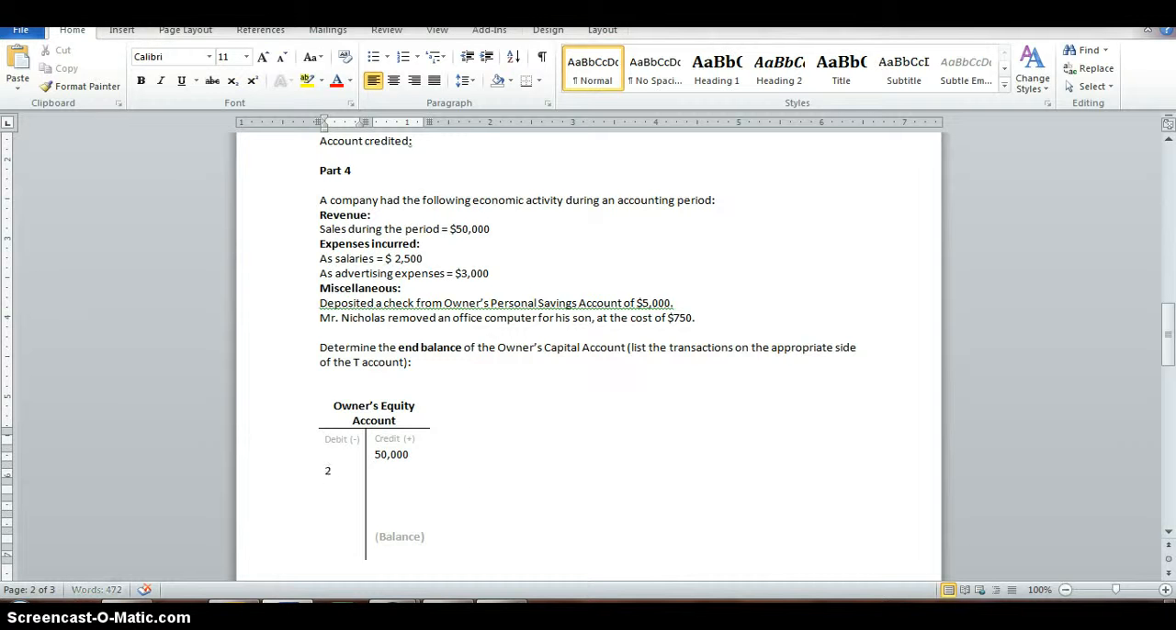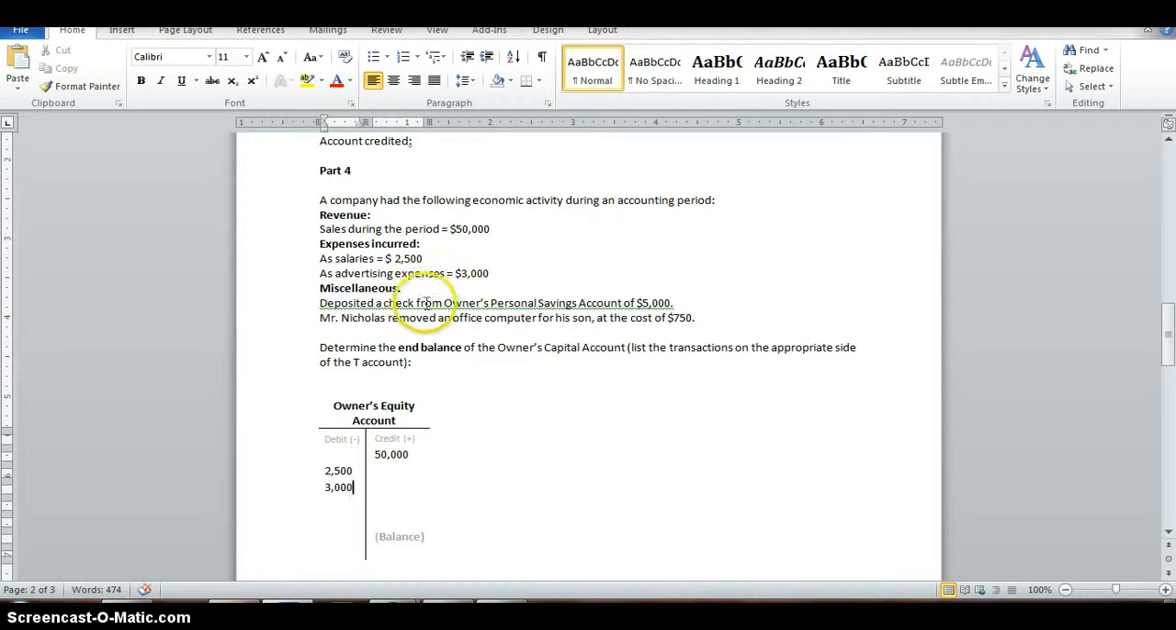Our expenses are there. We have salary expenses and advertising expenses. So we have salary expenses there. Then we put in our advertising expenses there. And then there's a couple miscellaneous items.